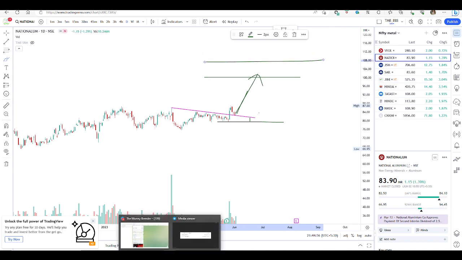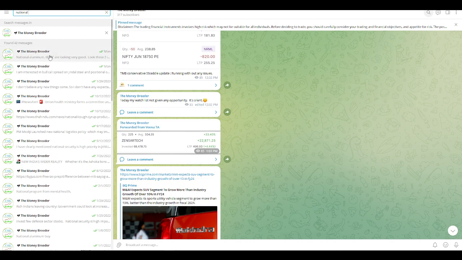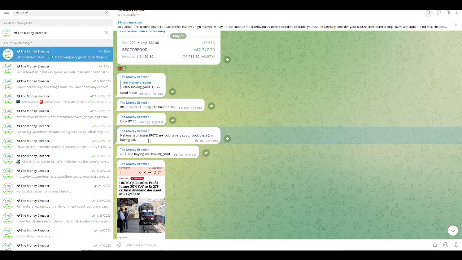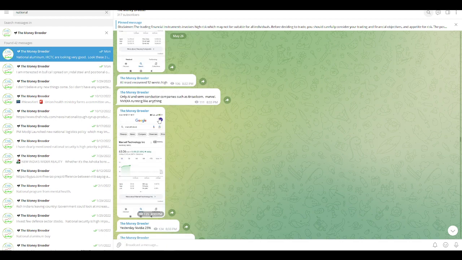If we see National Aluminium, what target we mentioned. National Aluminium, IRCTC looking good. Somewhere I might have posted the chart.